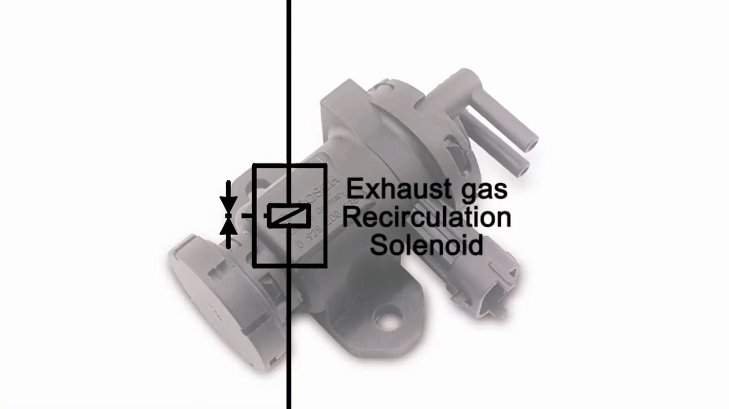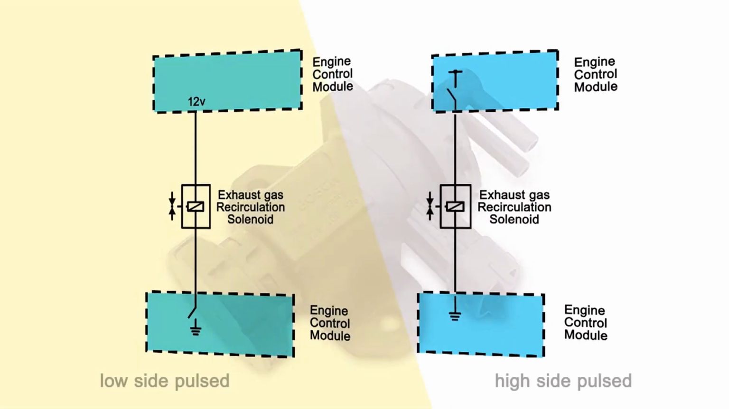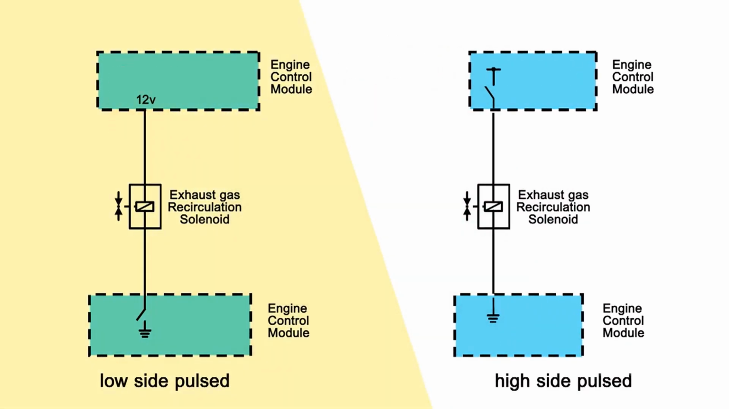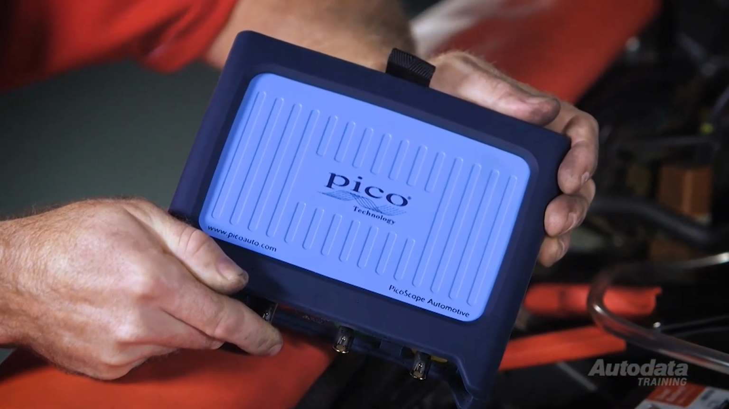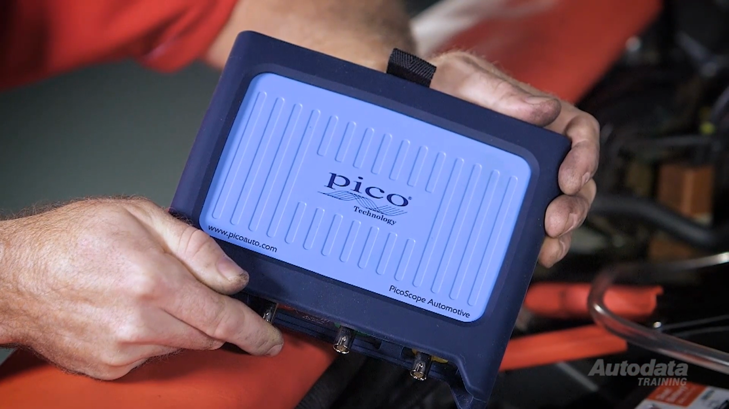The solenoid will be either low side or high side pulsed, with either a reference or ground as a constant. It's best to consult a wiring diagram for this information. As with any pulse width controlled solenoid, it's ideal to perform this test with an oscilloscope.